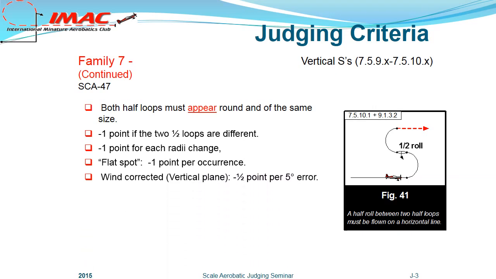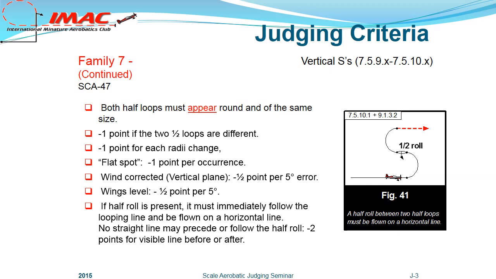The loops must be wind corrected in the vertical plane with downgrades of 1/2 point per 5 degrees of displacement. Throughout the figure, the pilot must keep the aircraft wings level, except during a possible half roll, and deviations are penalized at 1/2 point per 5 degrees.